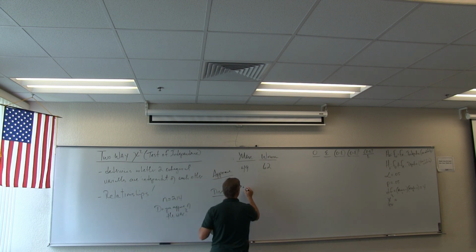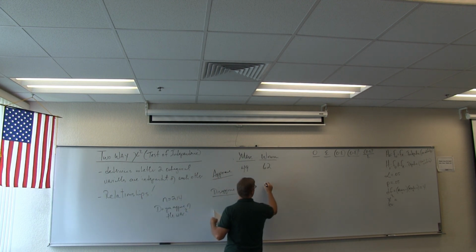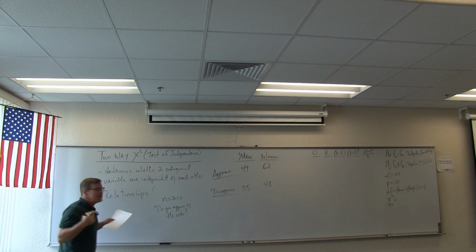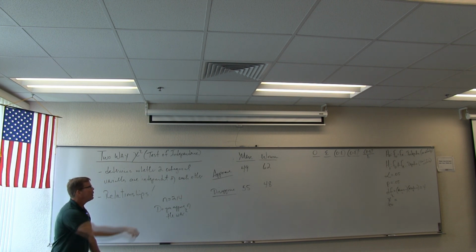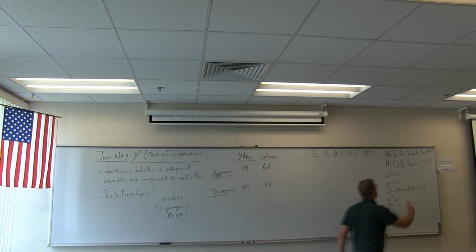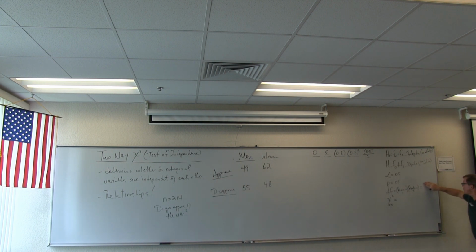55 men disapproved of the war. 48 women disapproved of the war. Is approval rate dependent on gender or is it independent? Do a significant amount of women approve of the war, or is what I'm seeing here just a result of chance? Let's get this thing set up. We're going to keep alpha at 0.05. Degrees of freedom, the number of rows minus 1: 2 rows minus 1 is 1. 2 columns minus 1, 1 times 1 is 1. 1 degree of freedom, 0.05 alpha.